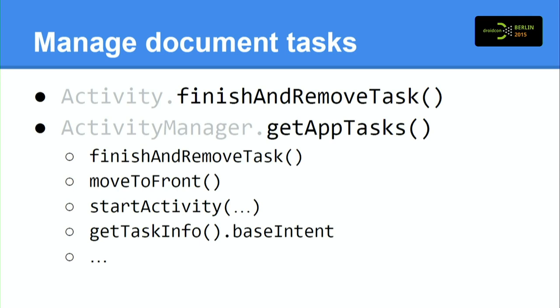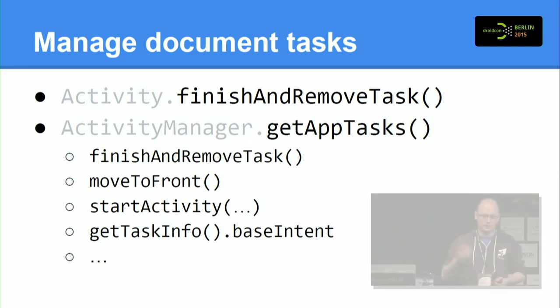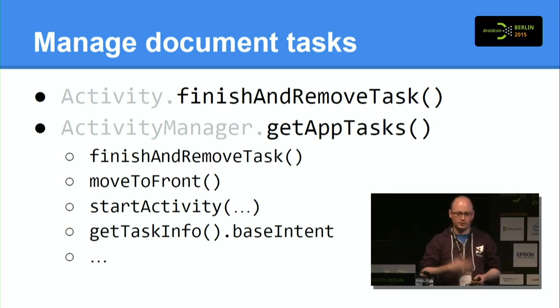Activity has a method finish and remove task, which finishes and removes the task. Also from the overview screen, if you close an activity the normal way by just calling finish, there will stay an entry in the overview screen because the user might want to go back to it. So you have to consider that. Don't just remove everything. Maybe the user wants to go back. Even though the activity is finished, the system remembers the intent to create it. So if the user clicks back on it, the activity will be relaunched.